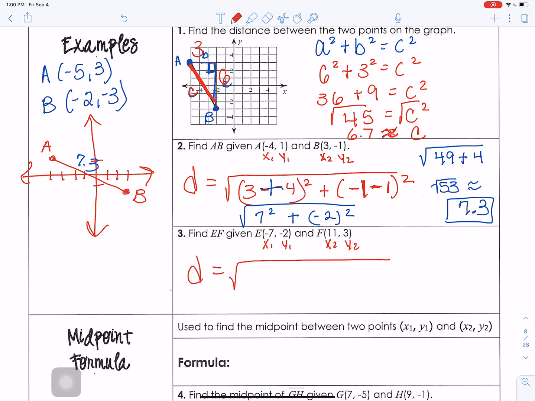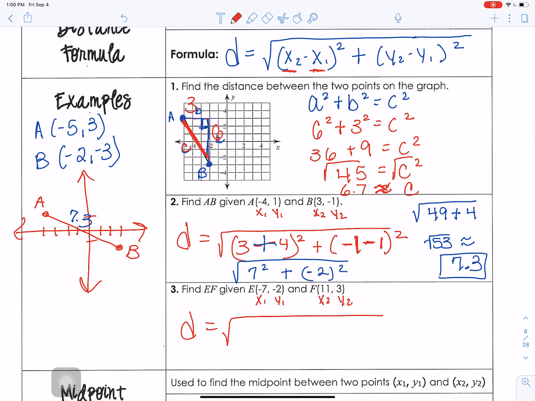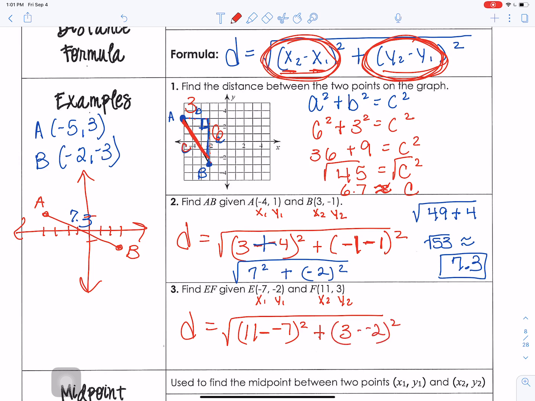So remember, if I look back up here at the top, the formula says it's x2 minus x1. So x2 was 11 minus x1, which is a negative 7. Put it in parentheses, squared. And then we're going to do y2 minus y1. Again, look back up here at the top, y2 minus y1. So that's going to be 3 minus a negative 2. And again, it's all squared.